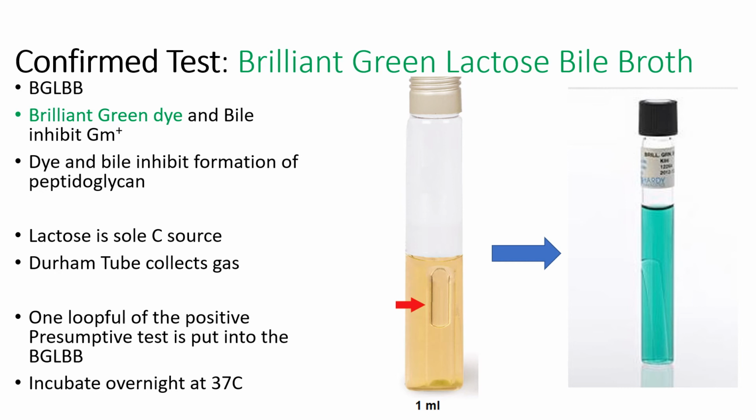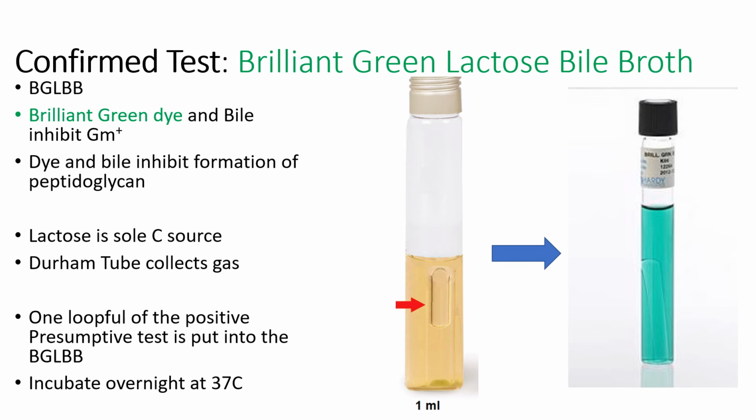The brilliant green dye and the bile both inhibit gram-positives because in this test, with your lactose, you're looking for a lactose fermenter with gas production. And what I can see with gas is I have fermentation that has resulted in gas production.